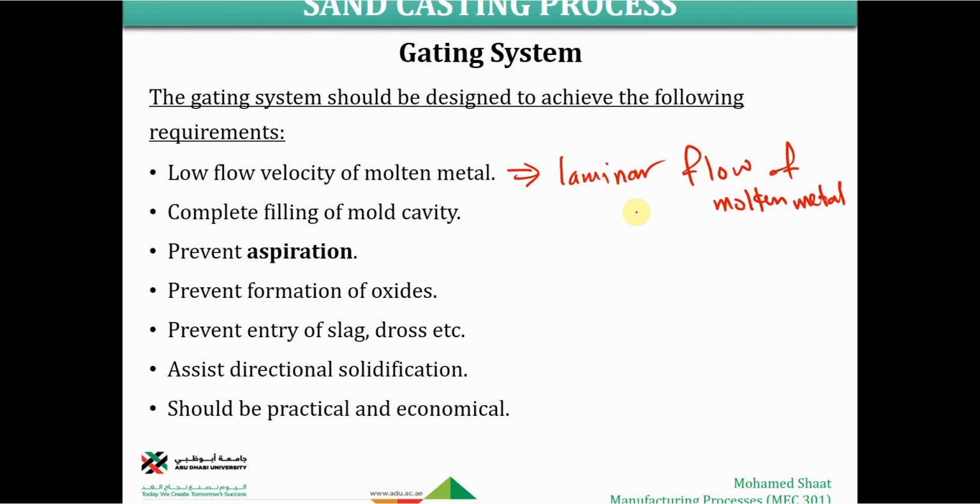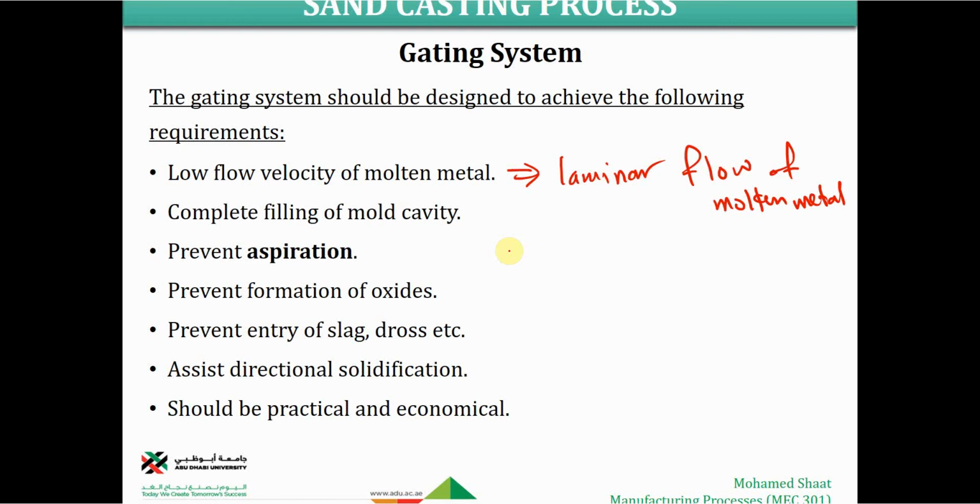Turbulent flow, as you know from the fluid mechanics class, has vortices forming. It means that the liquid or the molten metal is going to start to twist or rotate, and this is going to trap some air and carry this air into the mold cavity. And one of the essential requirements of the sand mold design, or the metal casting process in general, is that we have to avoid the hot air or the air being trapped inside the mold cavity.